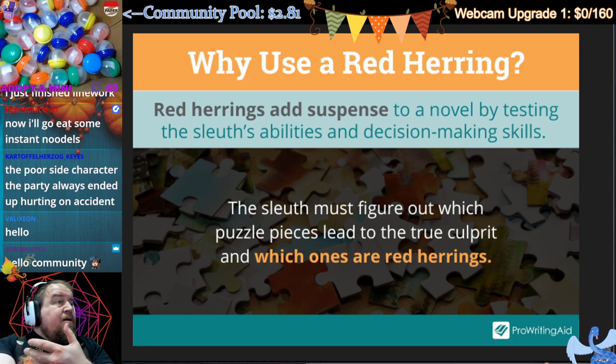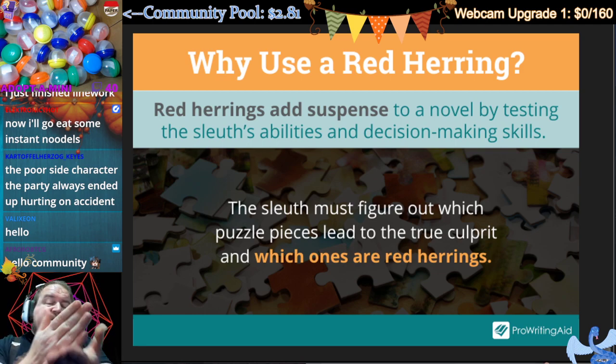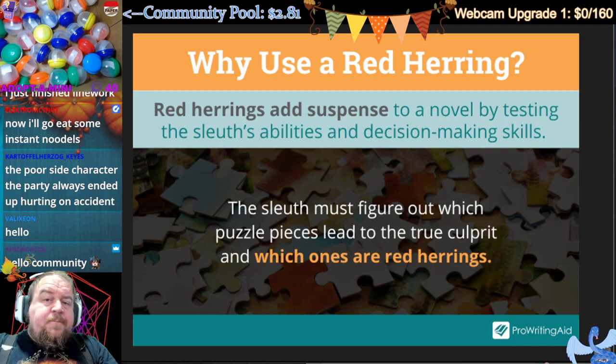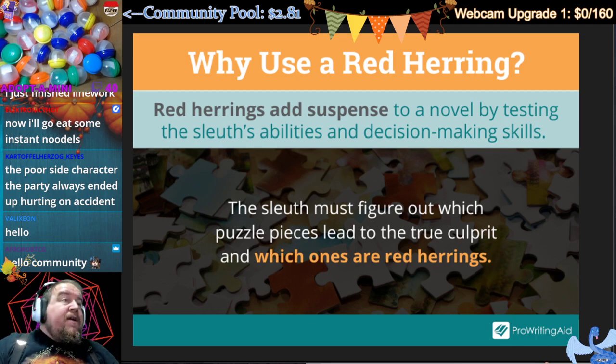Who tries to stymie the progress of the party. Now, are we going to have a red herring style character?